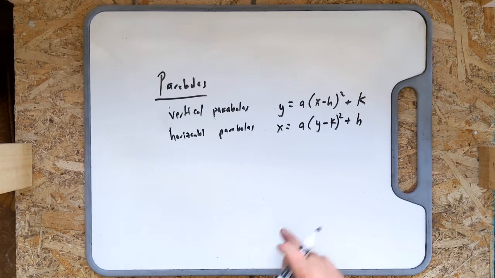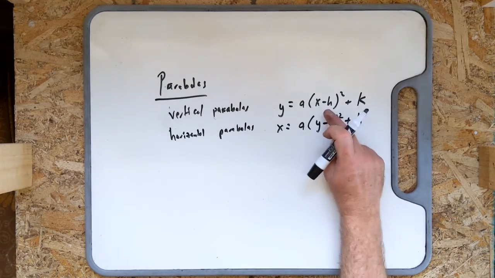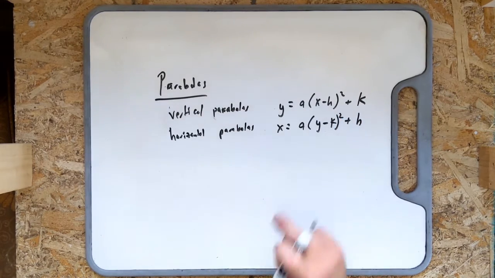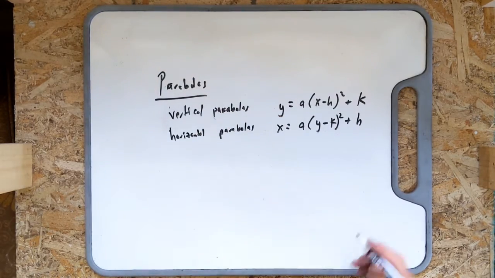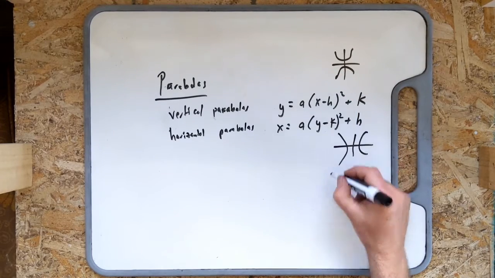The first thing you should do, by the way, when you're doing these is make sure which one you have, because for this one you go h, k and for this one you go h, k. This one obviously will be up and down, and this one will be left or right.